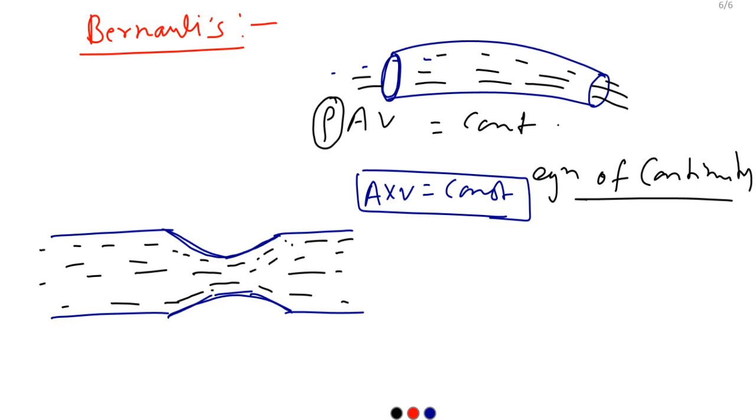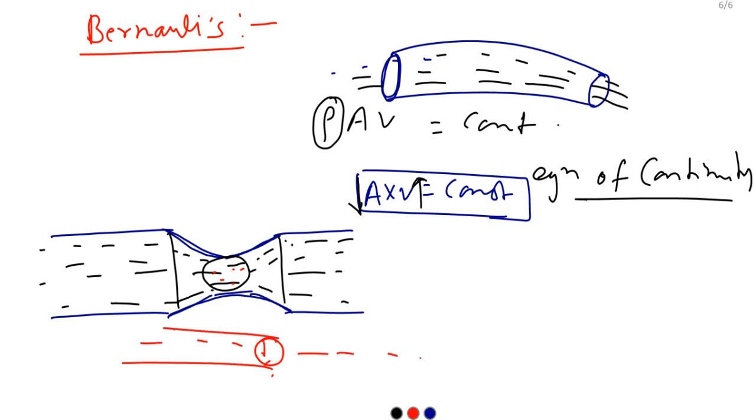Here we have decreased the area of the pipe at this particular point, from here to here. So the velocity at that particular point will increase. And you can observe, if you are squeezing a pipe containing water, if you are pressing here, what will happen? The water flow rate will be faster.